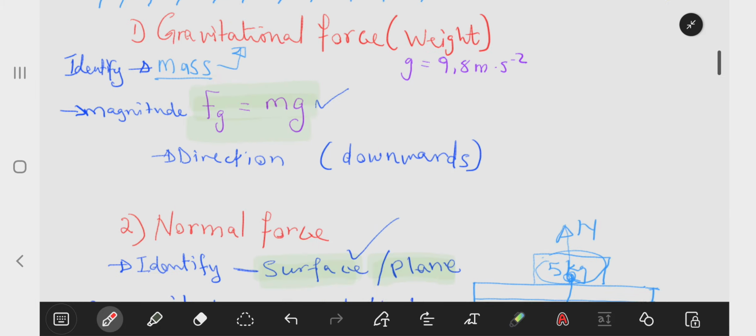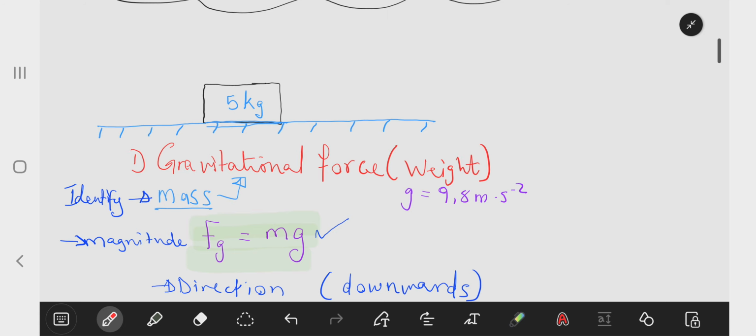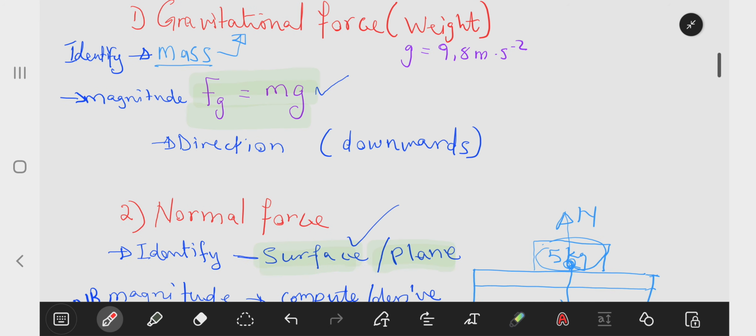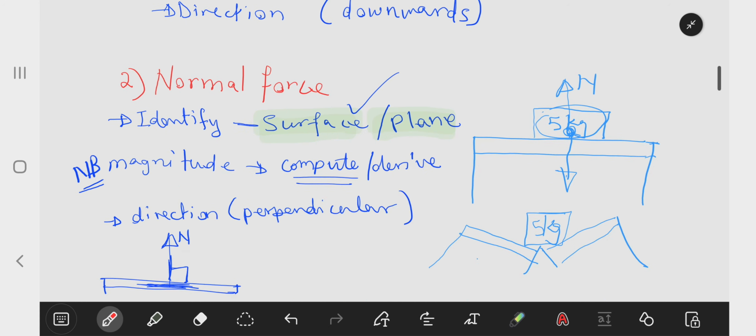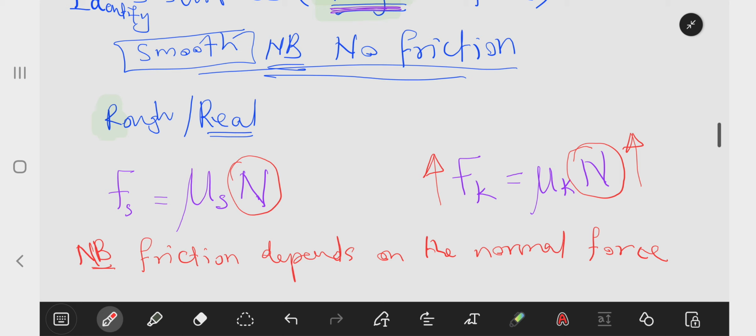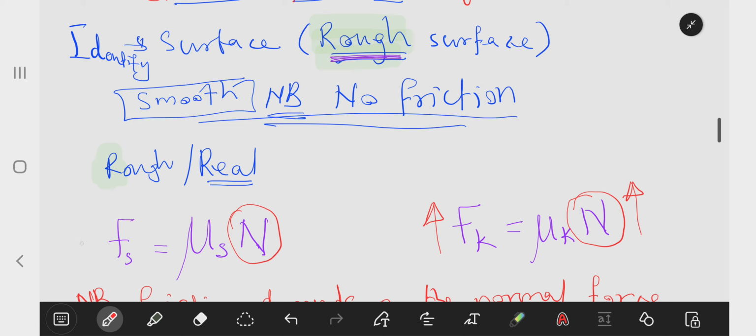Most of the time, you get your gravitational force, which is Fg equals mg. Then you use that gravitational force to compute your normal force. After getting your normal force, you use that normal force to calculate your friction, because friction depends on the normal force. So that is the order in which you need to identify your forces. All right, so this is how you calculate your friction, and this is how you identify your friction using a rough surface.